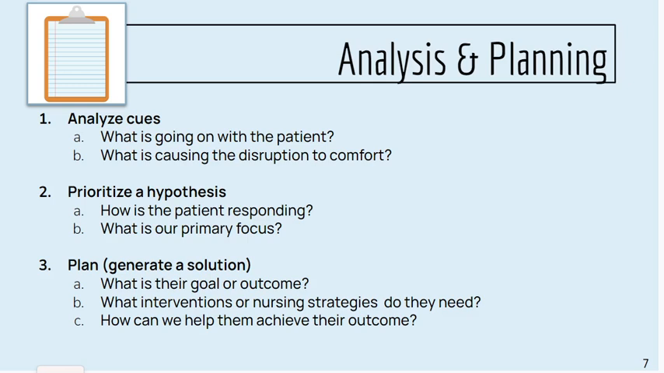need will be. And then we start to plan, or what we call generate a solution, on what goal or outcome we want this patient to achieve. So if we want them to be pain-free, or if we want their pain to be less than 5 on a pain scale, those are some great outcomes or goals for patients. And then we start trying to think of those interventions or nursing strategies that they may need.